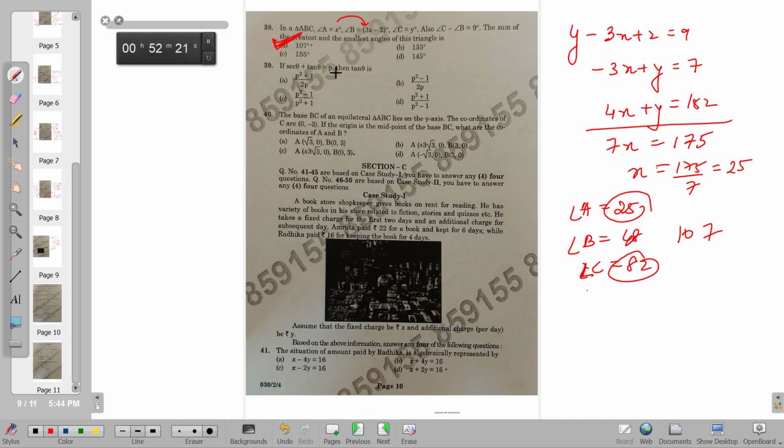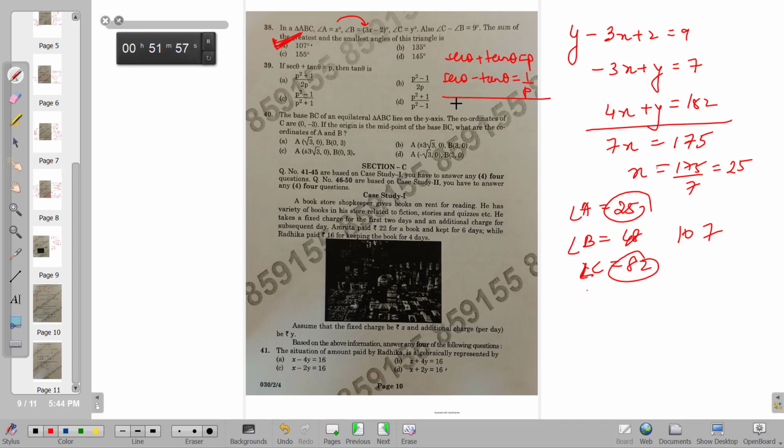Next one, sec theta plus tan theta is P. If this is the case, what will sec theta minus tan theta be? If sec theta plus tan theta is P, sec theta minus tan theta will be 1 by P. This is because of the identity sec square theta minus tan square theta is equal to 1. You use a square minus b square is a plus b into a minus b and substitute, you'll get the answer.